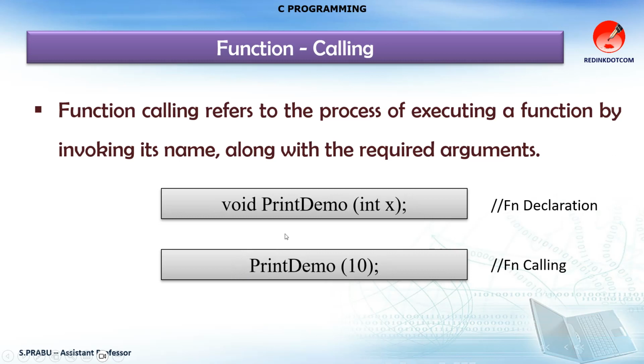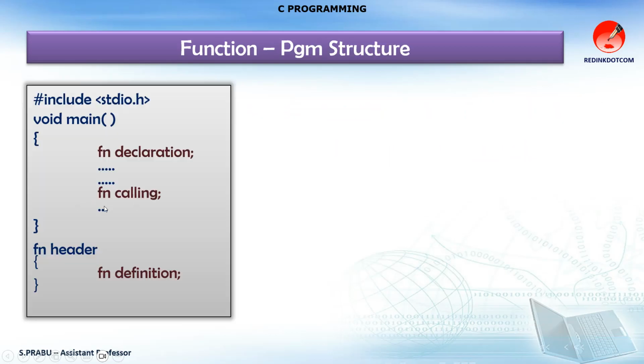And this is another example. If the function declaration is like this, then the function calling statement looks in this manner. This function accepts one integer value, so I can pass only one integer value here and it returns nothing. So we cannot assign any integer value here. So function calling is over.